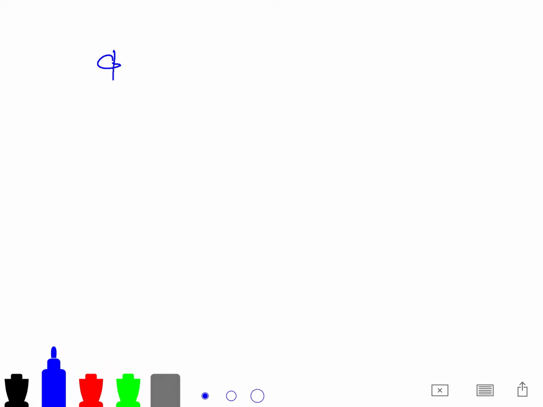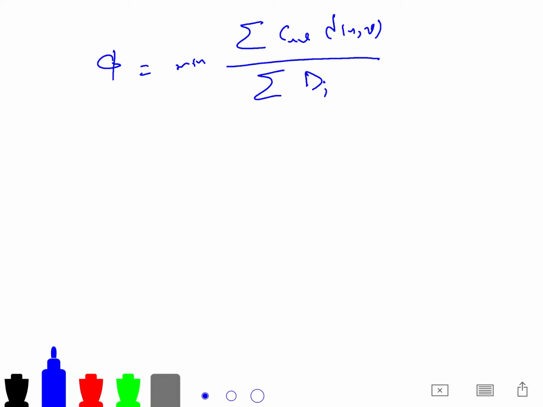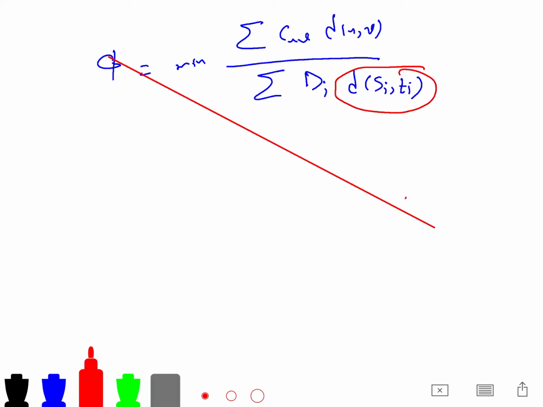So remember that phi is the minimum of all of the cost between U and V, D and U. This is the generalized sparsest cut because now we have demands and capacities, and DI, D of SI and TI. So if the distance between your terminals goes up, your phi goes down.